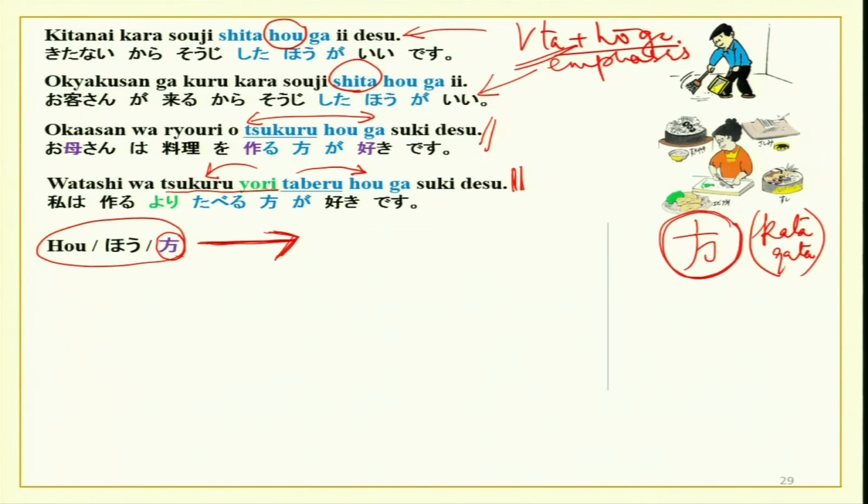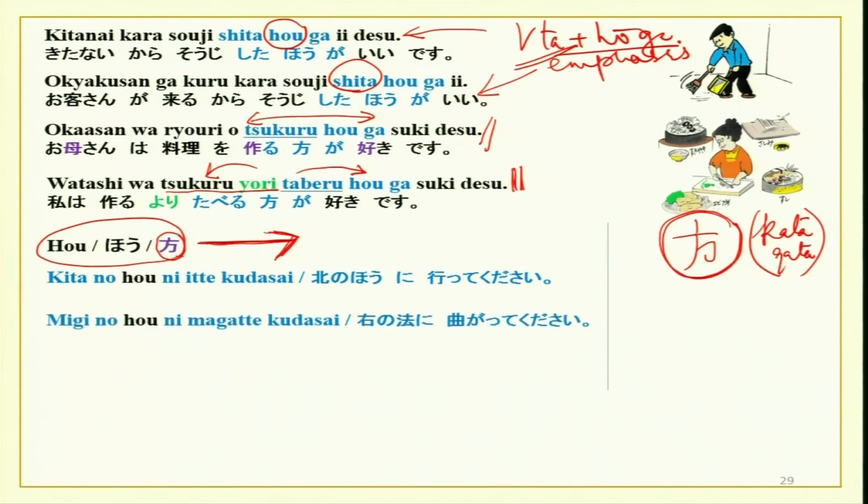For example, you can understand from here, kita no ho ni itte kudasai. So you are looking for somebody, doko ikimashita ka? So kita no ho ni itte kudasai. Or kita no ho ni ikimashita, or hidari no ho ni ikimashita, towards left. Migi no ho ni magatte kudasai, please turn towards your left, or towards the left side. So ho is towards, in a certain direction.